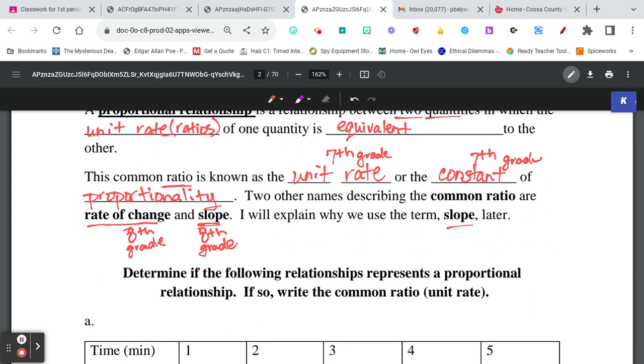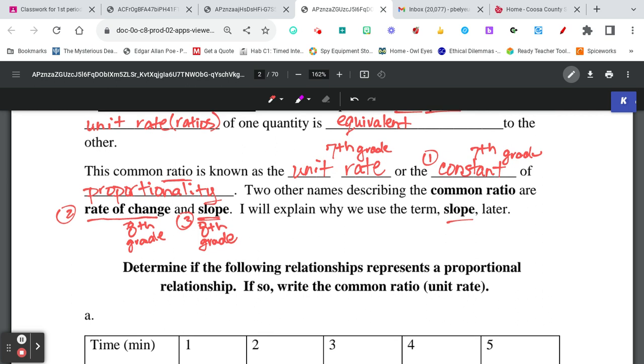So there are actually four names. Three other names for unit rate? What's one of them? Constant of, rate of, and what's the third one? Everybody got it? They all mean the same thing.